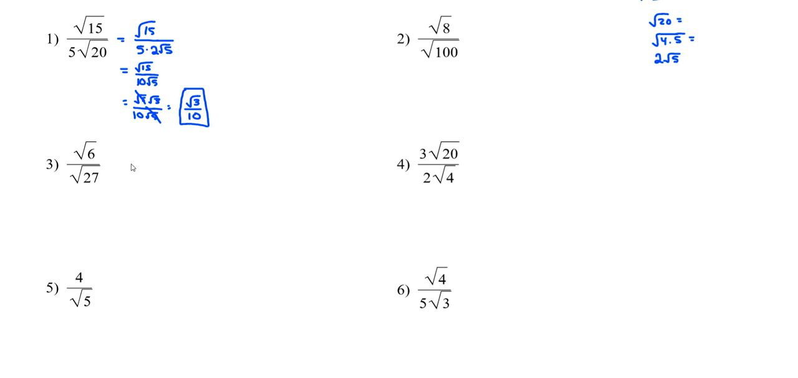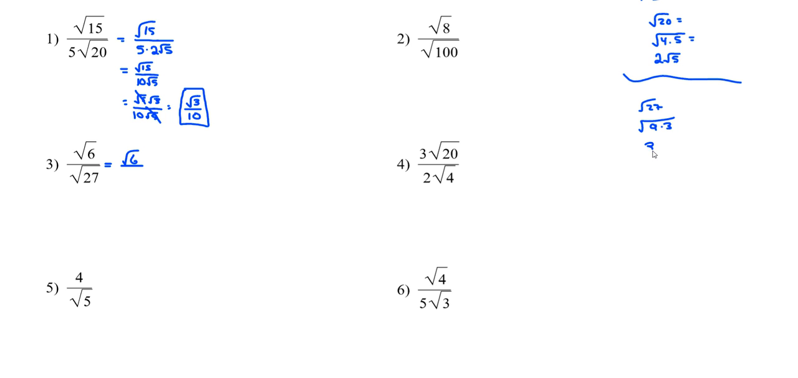But the square root of 27 is the square root of 9 times 3. 9's a perfect square, so I could simplify that. So let's go with that approach. So the square root of 6 divided by, again over here with my notes, the square root of 27 is the square root of 9 times 3, and the square root of 9 is 3.